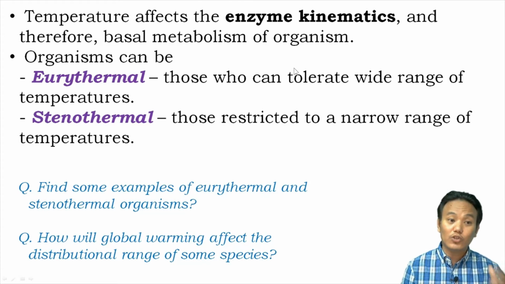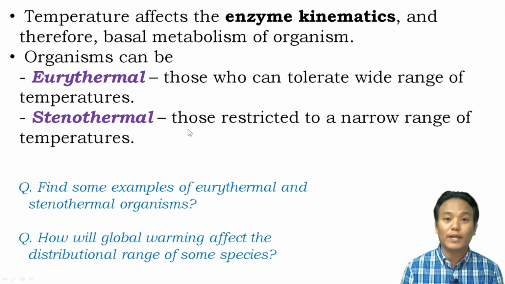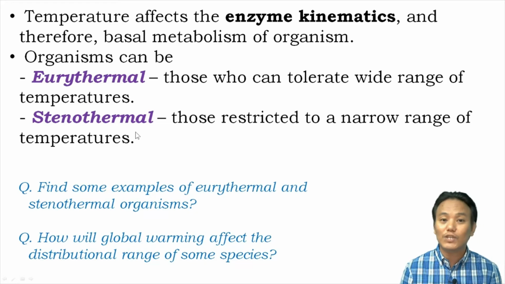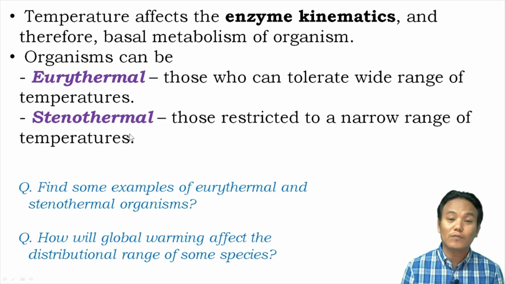Now, based upon the tolerance of the organism towards temperature, we have two different types of organisms: eurythermal organisms and stenothermal organisms. Eurythermal organisms are those that can tolerate a wide range of temperatures, those that can survive in a very wide range of temperatures. And then we have stenothermal organisms, those restricted to a very narrow range of temperatures. Stenothermal organisms are very sensitive to temperature change. They can die if the temperature changes a little bit. So they are stenothermal organisms.